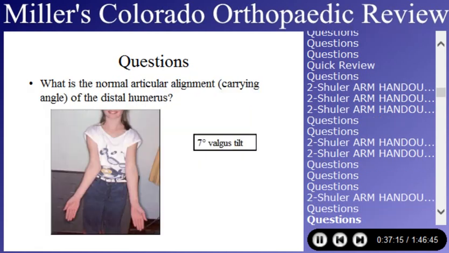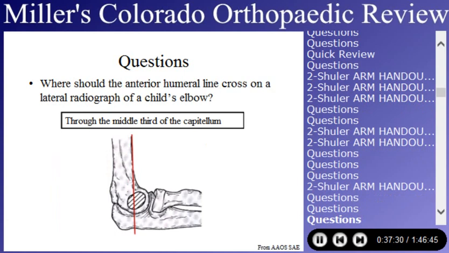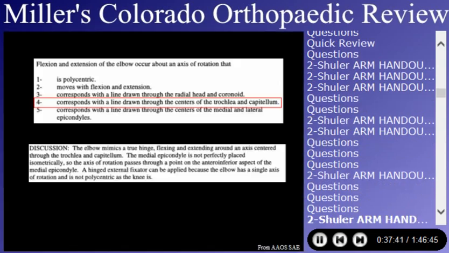What is the normal articular alignment, the carrying angle of the distal humerus? This test question actually came out. This patient had tardy ulnar nerve palsy due to the increased carrying angle from a supracondylar humerus fracture and malalignment. 7 degrees valgus tilt is normal. Where should the anterior humeral line cross on a lateral radiograph of a child's elbow? Through the middle third of the capitellum. Flexion and extension of the elbow occur about an axis of rotation that corresponds to a line drawn through the centers of the trochlea and capitellum.